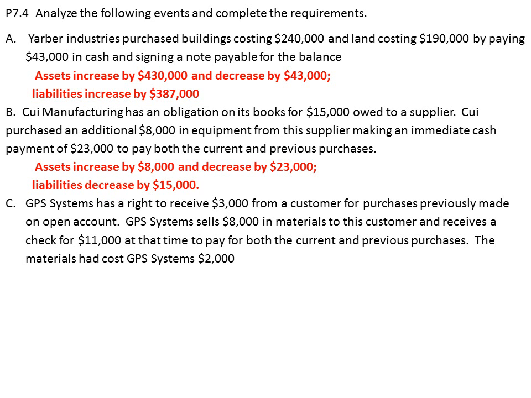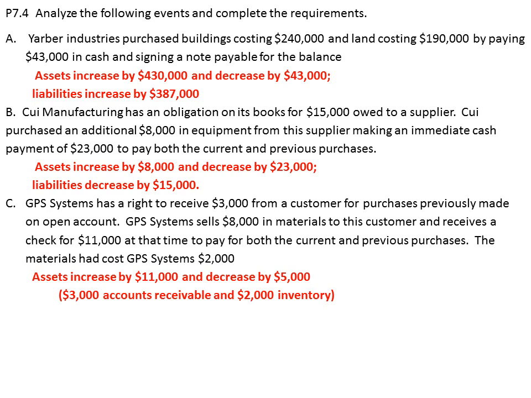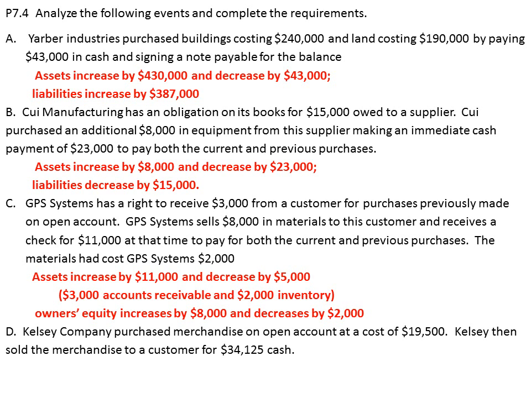GPS Systems has a right to receive $3,000 from a customer for a purchase previously made on account. GPS Systems sells $8,000 in materials to its customers and receives a check for $11,000 at the time to pay for both the current and previous purchases. The materials had cost GPS Systems $2,000. So what's going to happen here? The assets will increase by $11,000 and decrease by $5,000. That $5,000 is $3,000 for accounts receivable and $2,000 for inventory. Our owner's equity increases by $8,000 and decreases by $2,000 in this case.